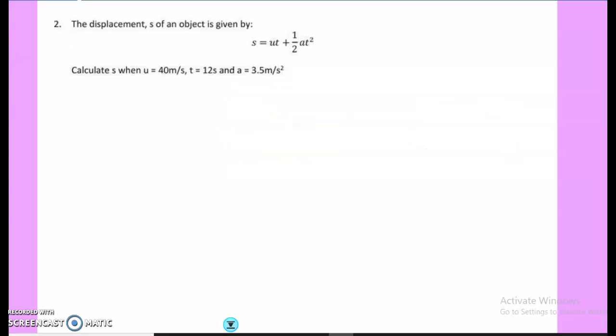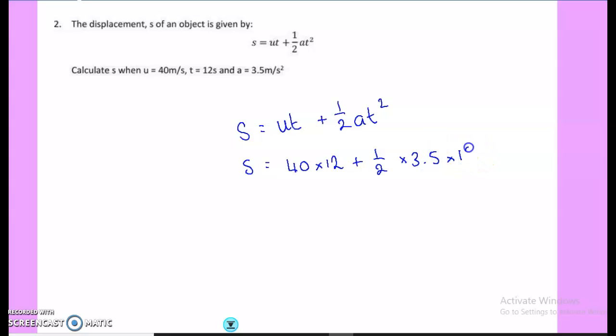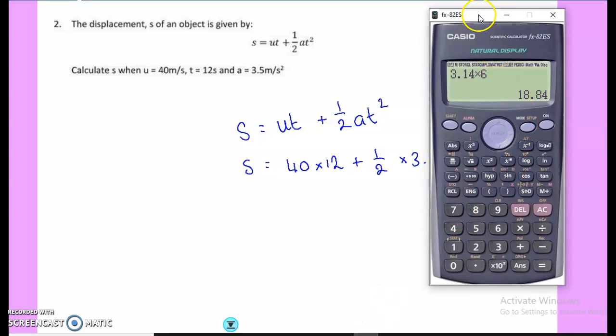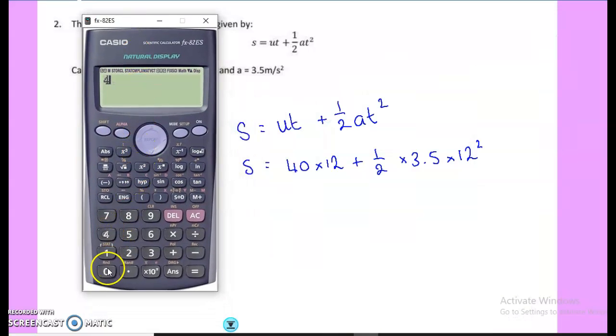Okay, question 2. This time the formula we're using is displacement of the object. Displacement of the object is ut plus a half at squared. Substituting into the formula, u is 40, t is 12, so we're doing 40 times 12 plus a half times 3.5 times 12 squared.